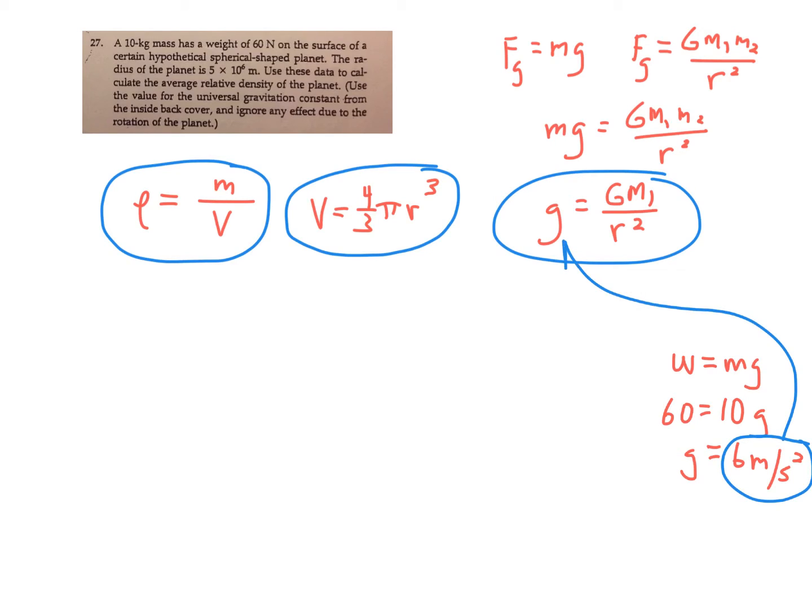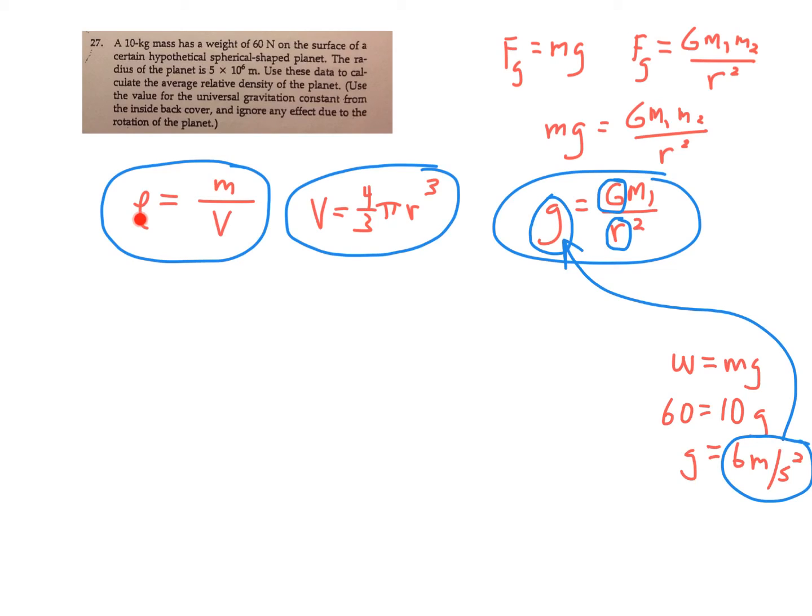for g. It also tells me the radius of this planet. And I know capital G. So I know capital G, I know the radius of this planet, and I know little g. Plug all those numbers in, and I can get the mass of the planet over here on the far right. Because what I want to really do is get the density of the planet. So the first step is to get the mass.